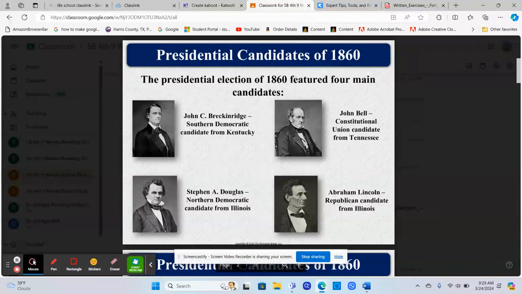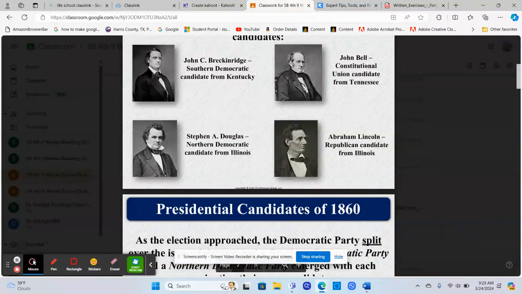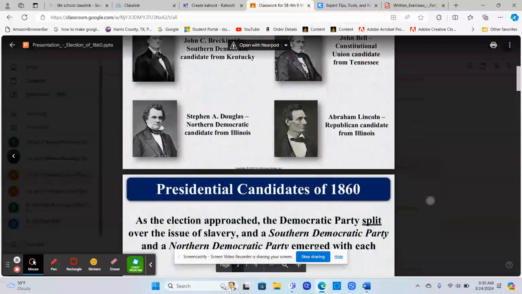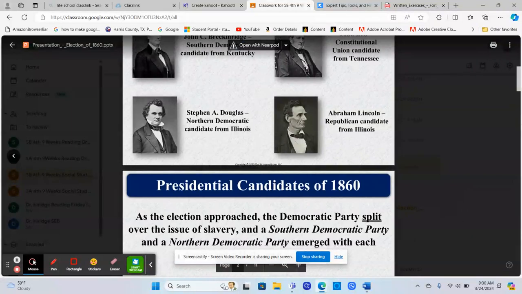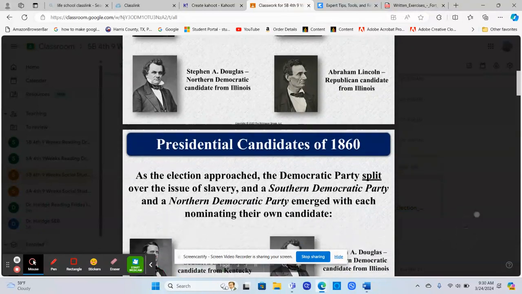The presidential election of 1860 featured four main candidates: John C. Breckinridge, Southern Democrat candidate from Kentucky; John Bell, Constitutional Union candidate from Tennessee; Stephen Douglas, Northern Democrat candidate from Illinois; Abraham Lincoln, Republican candidate from Illinois. So these two were from Illinois, and John C. Breckinridge and John Bell were from two different places, Kentucky and Tennessee.